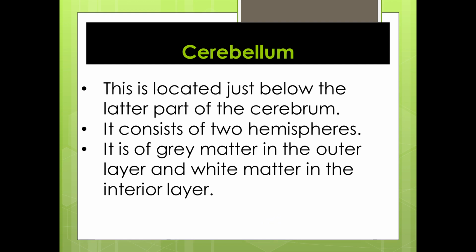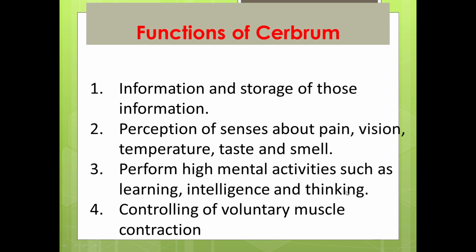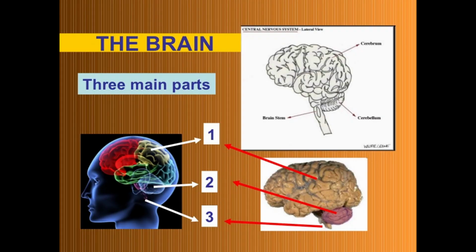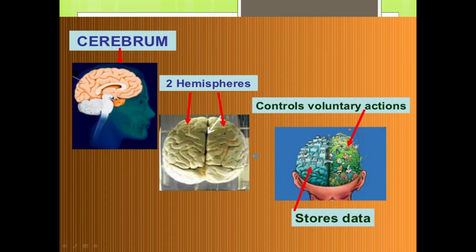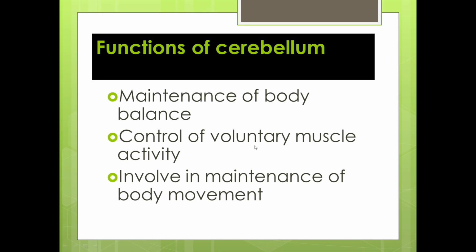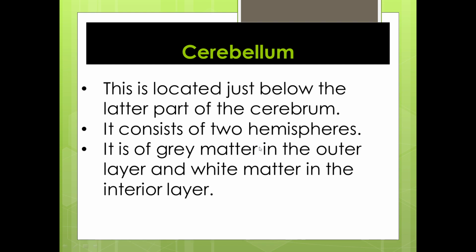Dear children, the second part, the cerebellum. If I show you the diagram again, here is the cerebrum, and here the cerebellum. The cerebellum also consists of two hemispheres, like the cerebrum. It is also composed of gray matter and white matter: gray matter in the peripheral part and white matter in the interior part.